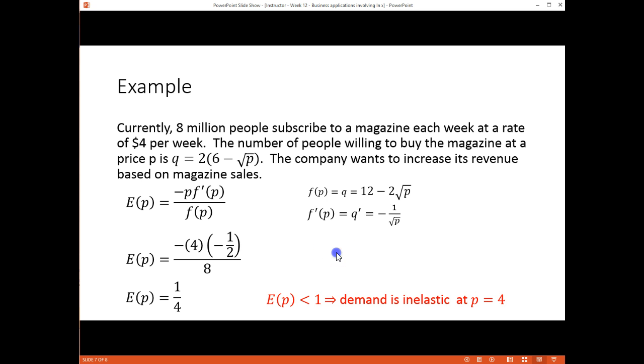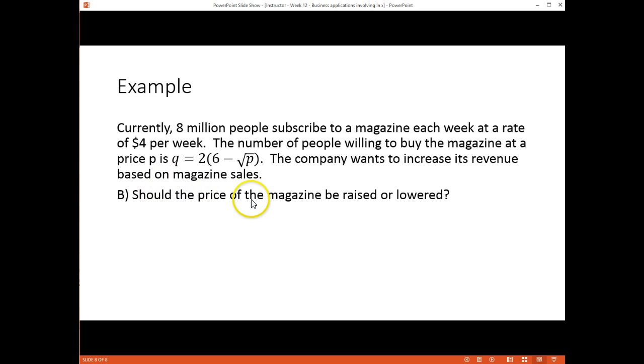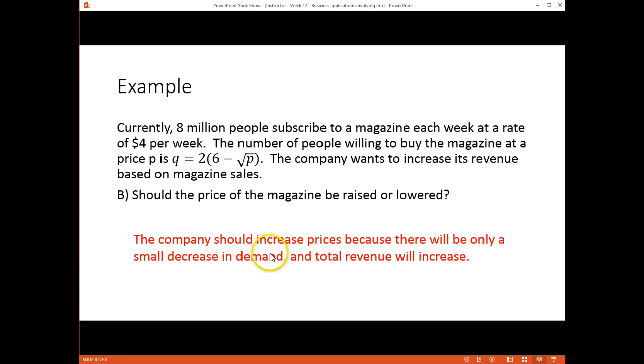Well, if it's inelastic, what do we need to do? That's really the big question. Should the price of the magazine be raised or lowered? Well, the company should increase their price because there will only be a small decrease in demand. And if I increase price and demand doesn't change much, then the total revenue will increase. So the company at this point in time at a price point of $4 per week needs to actually increase the price of the magazine to see the revenue increase.